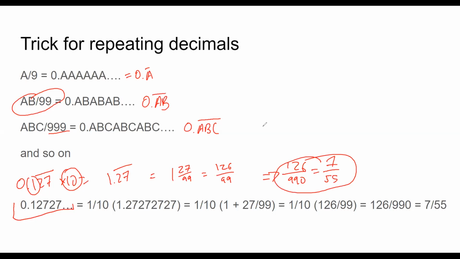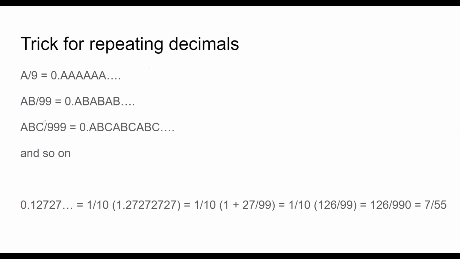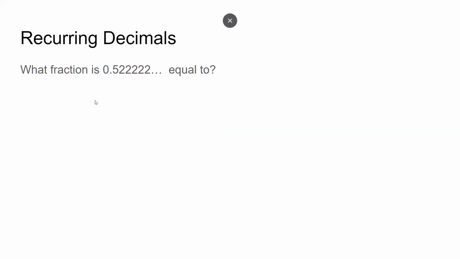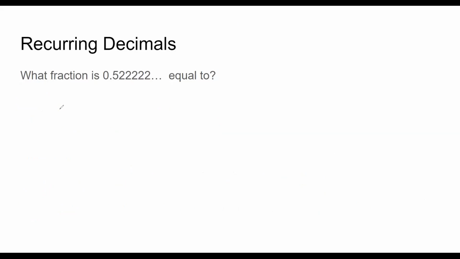So yeah, this is just a cool trick with repeating decimals. If you ever see them, just think that every spot that's repeating, give it a 9. So let's look at this one. What fraction is 0.5 repeating equal to?